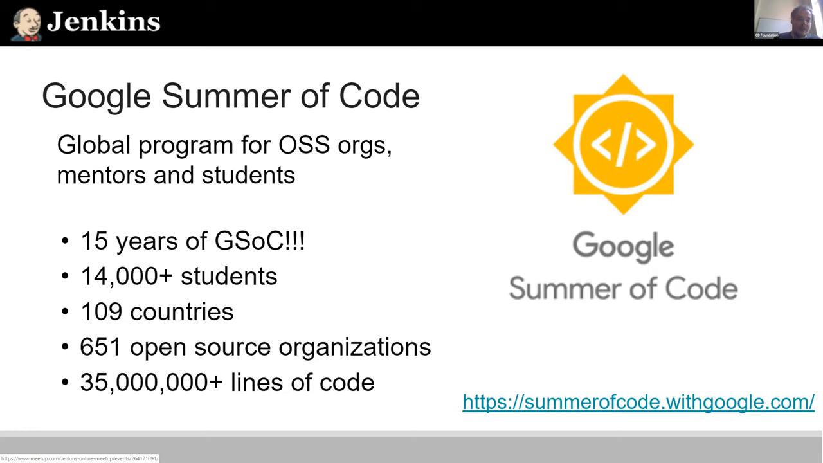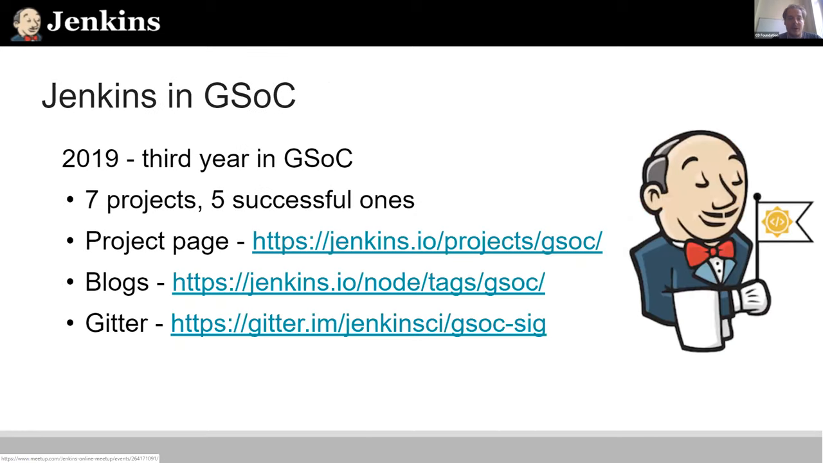It has thousands of students, and for example, this year there were almost 200 open source organizations participating. The Jenkins project is proud to participate in this program. This is our third year in Google Summer of Code. Basically, the program started in March, and the results have been announced just a few days ago.